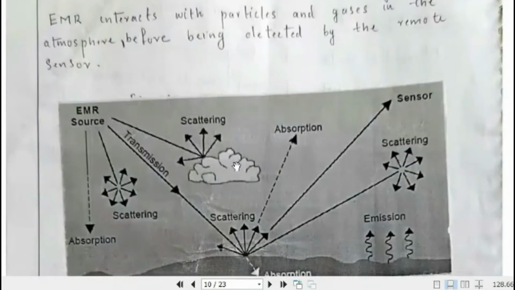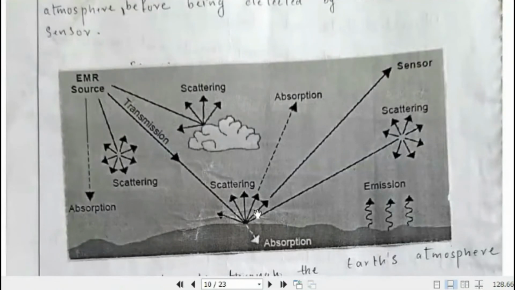As we all know, there are various particles present in the atmosphere. There will be water molecules, various clouds, and various dust particles present in the atmosphere. Once the electromagnetic energy is produced from the sunlight, when it is passing through the atmosphere, because of the presence of various constituents like clouds, dust particles, and water molecules, the light energy is diverted from its original path. That diversion of light energy from its original path to some other direction is called the scattering process.